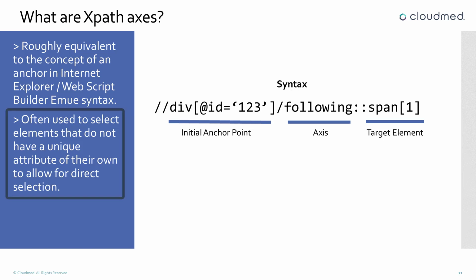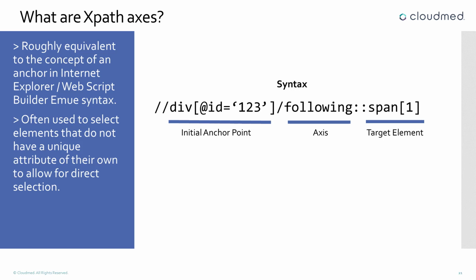But it's used to select elements that don't have a unique attribute of their own, but are surrounded by ones that do have more unique attributes. So you can grab onto something close by to the element you want and then direct XPath from there to the element that you do want. This is the example of the syntax here where you'd have the initial anchor point, something that does have a good and unique attribute that you can grab onto.